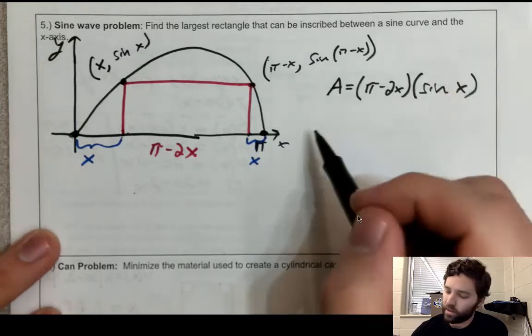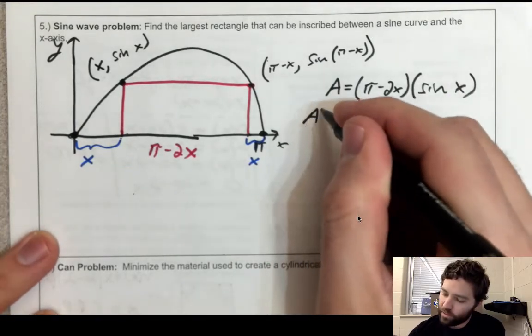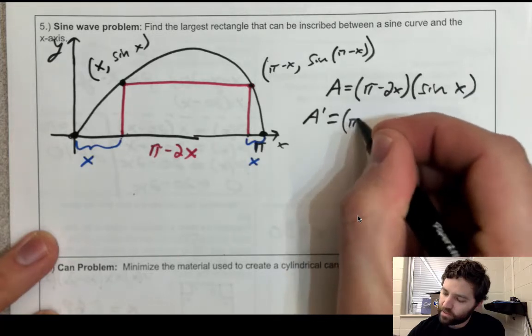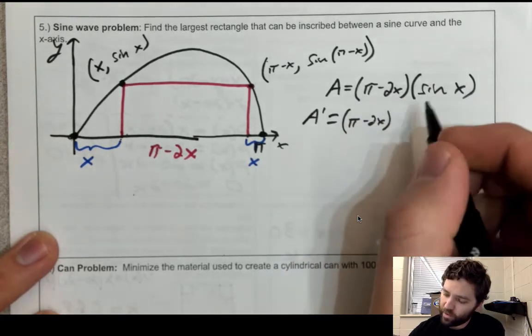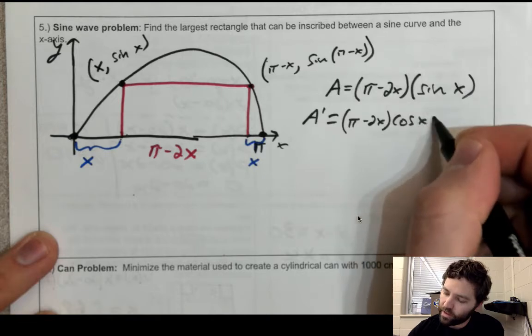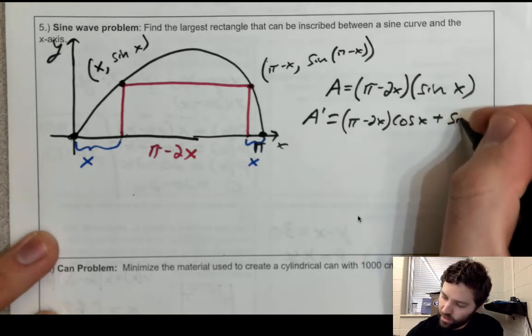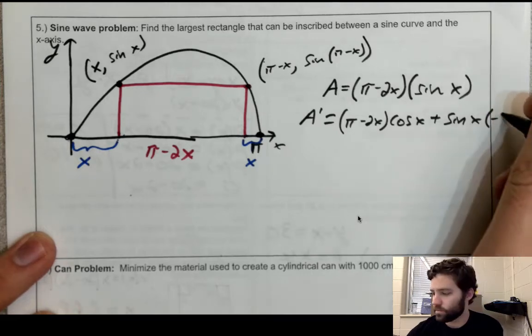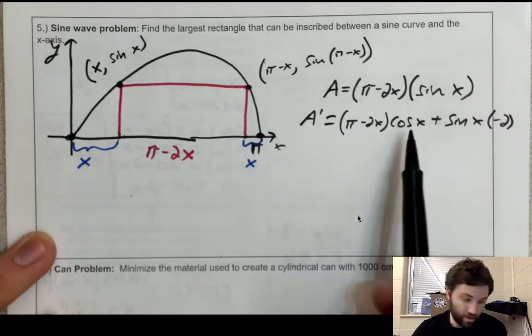Okay, let's take the derivative of that real quick. Product rule problem. So it'll be first, which is pi minus 2x, times the derivative of the second, which is cosine x, plus the second, which is sine, times negative 2. Okay, so there's our derivative.